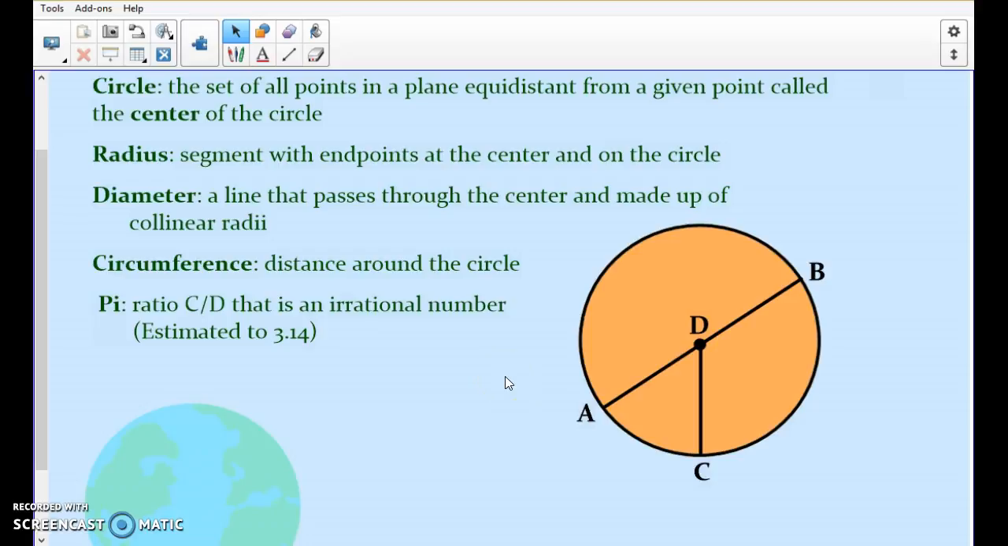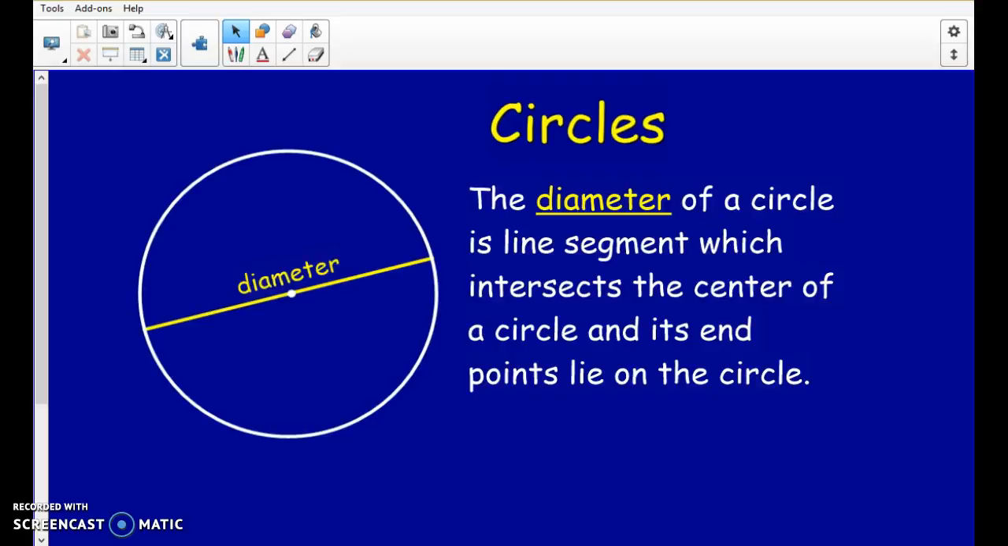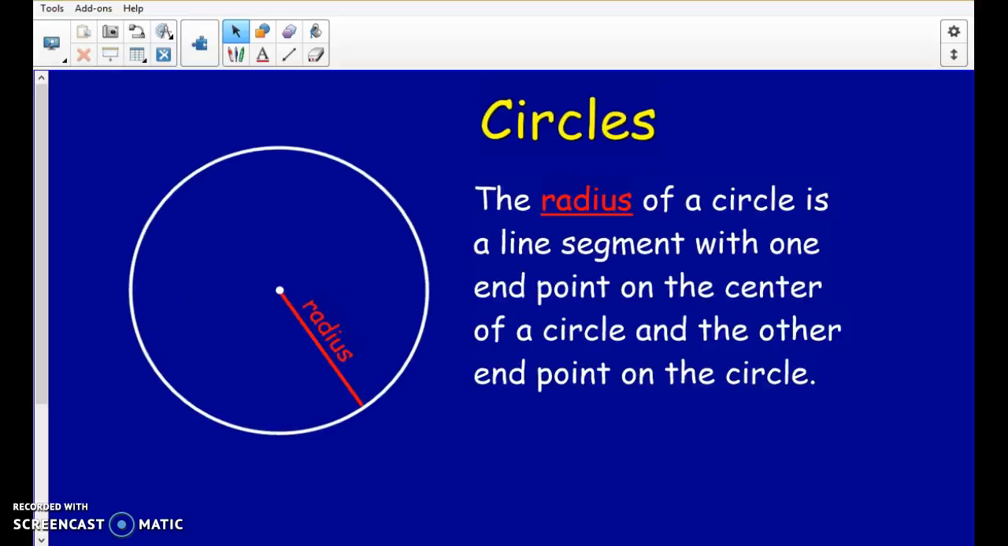Diameter is a line that passes through the center and is made up of collinear radii, which means there's two of them, and that would be our segment from A to B, so it goes all the way around. Okay, so radius goes halfway through, diameter goes all the way through. There's also a center. There's another picture of the diameter and the radius.